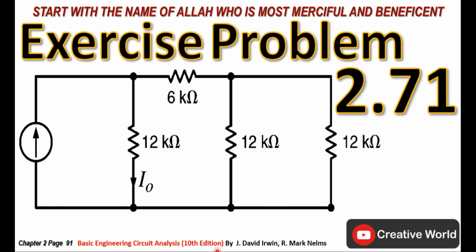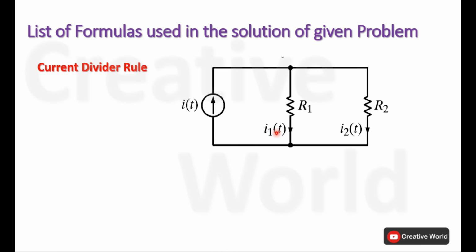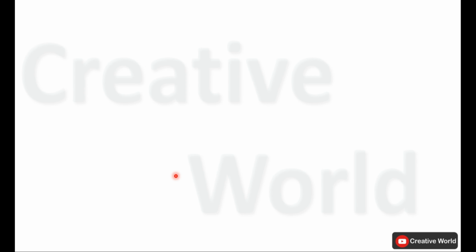Welcome to Creative World. In this video, we will solve Chapter 2 exercise problem number 2.71. While solving this problem, we will be using current divider rule. Basic equations for the calculation of current I1 and I2 for this particular circuit using current divider rule is provided here. Now move towards the problem.